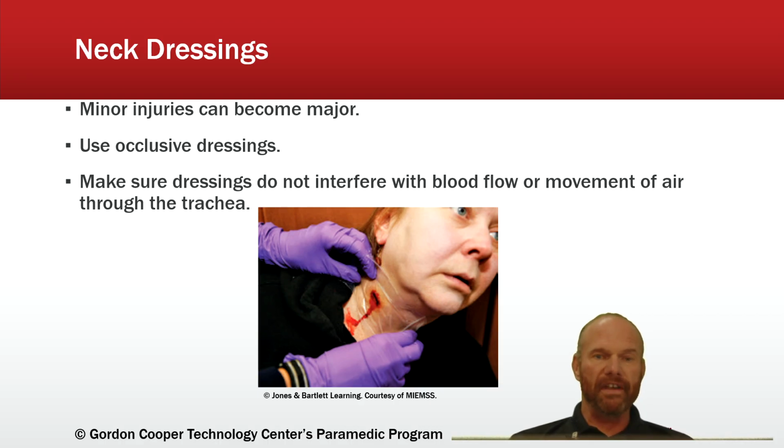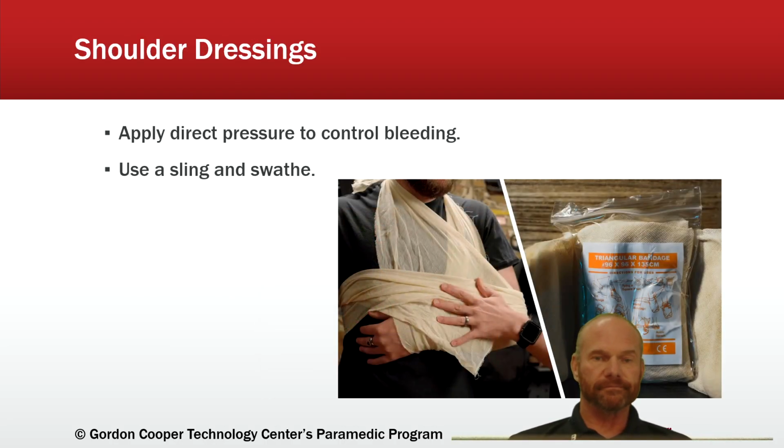Now we're talking about the neck. Minor injuries can obviously escalate into some major complications. A minor neck laceration can lead to an air embolism. A small puncture may penetrate the spinal canal. An anterior open wound can disrupt the airway. So use an occlusive dressing to prevent air from entering the circulatory system, and make sure that we're monitoring and ensuring the dressings do not interfere with the blood flow or the movement of air through the trachea also.